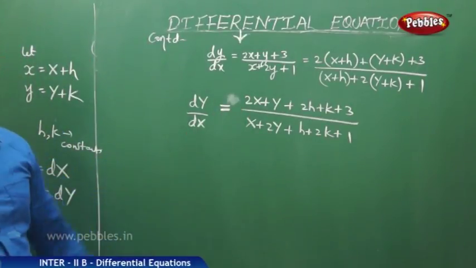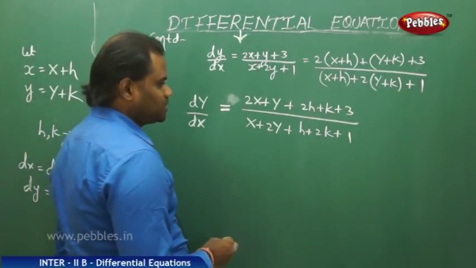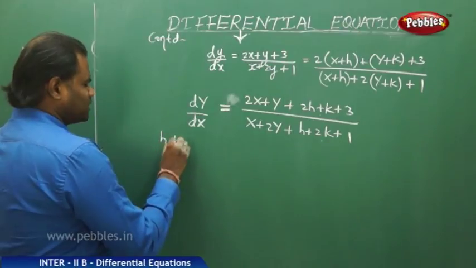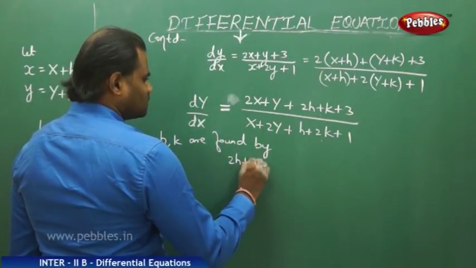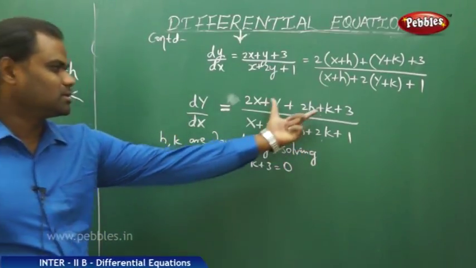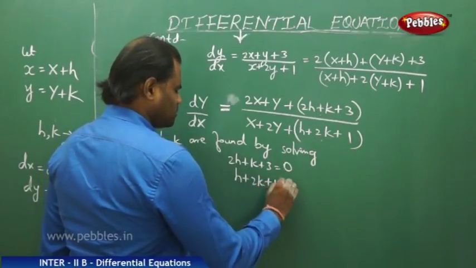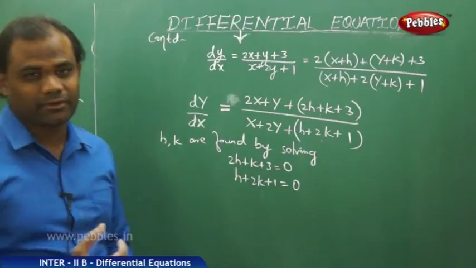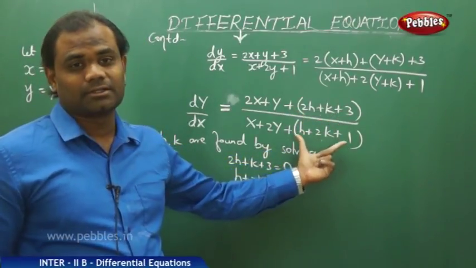Now this differential equation is compared with case 2 of the non-homogeneous differential equation and its solution. So here h and k are obtained by equating this and this to 0. H and k are found by solving the two equations: 2h plus k plus 3 equals 0 and h plus 2k plus 1 equals 0. So in every problem of non-homogeneous differential equation with case 2, we reduce the given equation into this form, and then these two are solved to get the values of h and k.